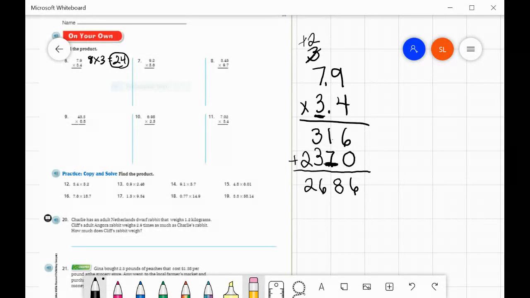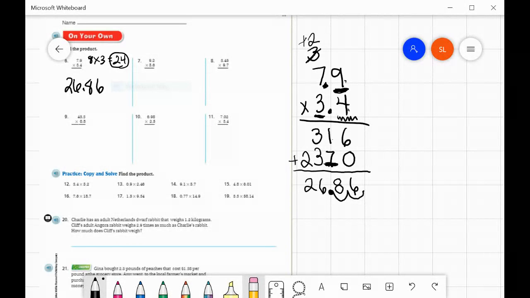Now, here's where we have to count the decimals. Just like when we multiplied by one digit, we looked at our decimal and we figured out how many digits were behind it. So there's one digit behind the decimal in this 7.9, and there's one digit behind the decimal in 3.4. So that's two digits that we have behind all of the decimal points. So that means we need to take our decimal point and move it over 2 spots. So we end up with 26.86.